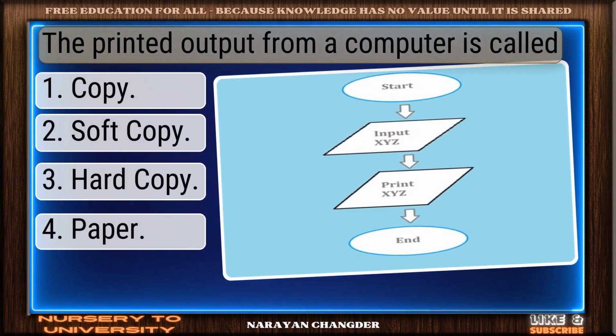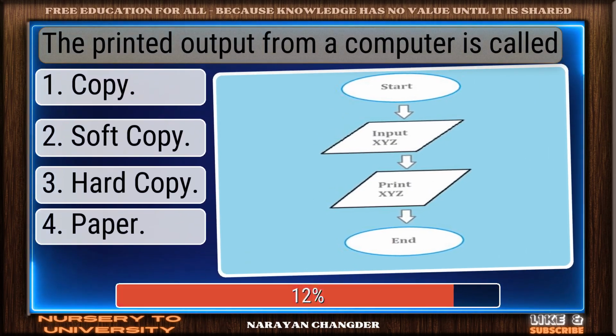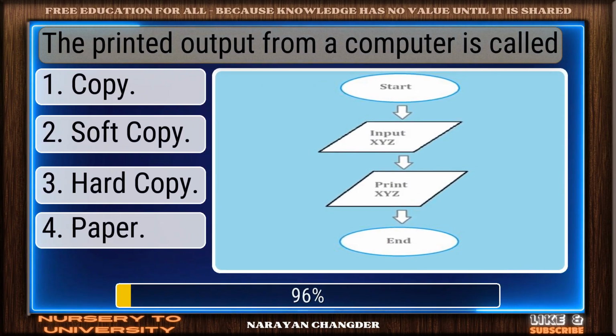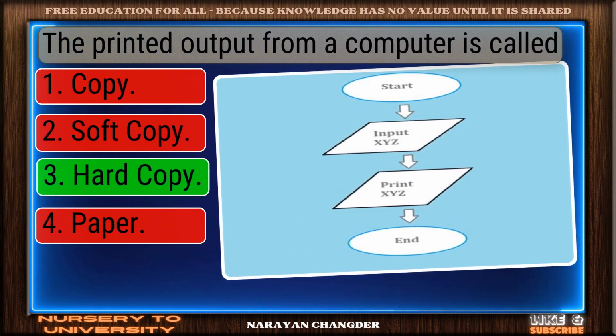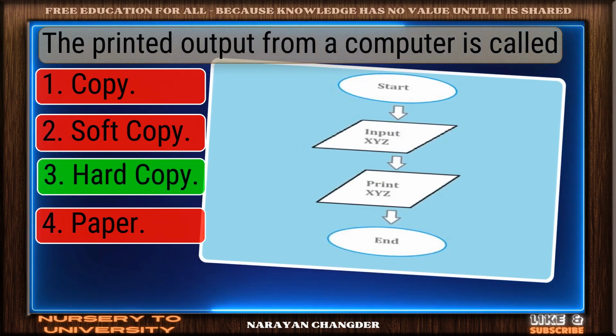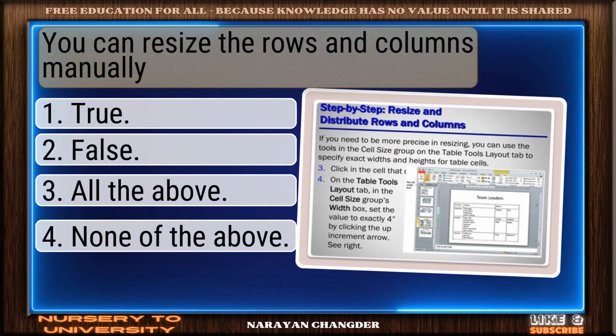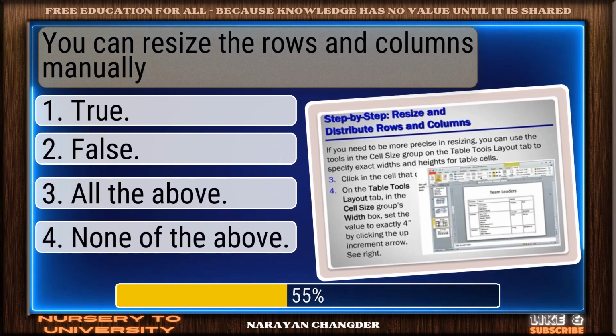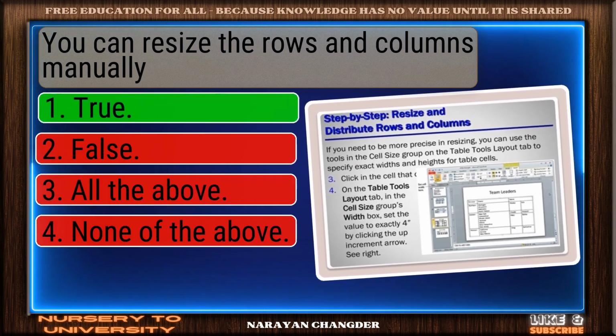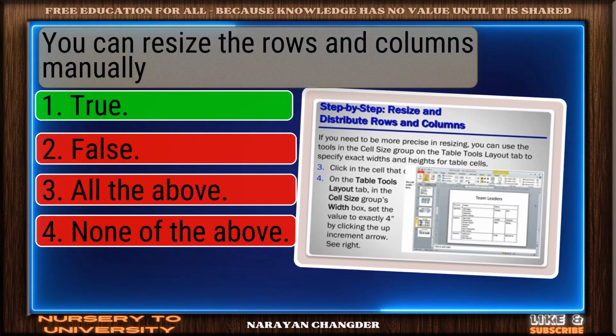The printed output from a computer is called. Great job. Hard copy is the accurate answer. You can resize the rows and columns manually. Valid point. True is true.